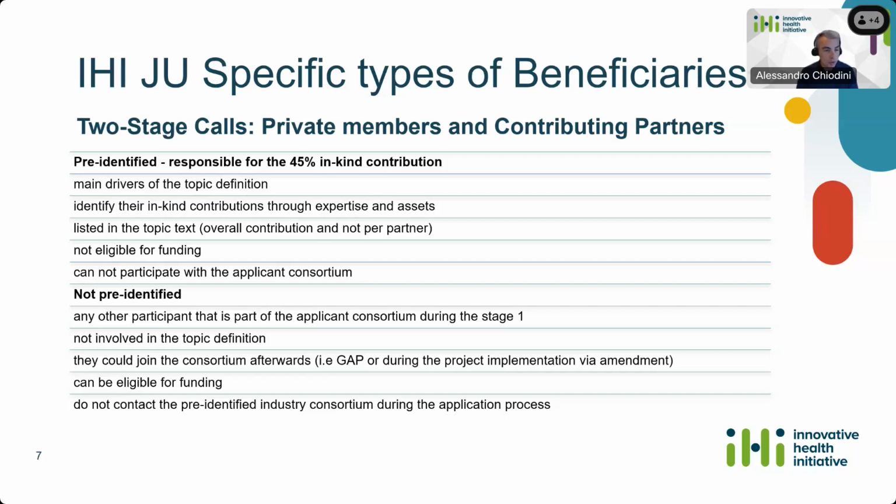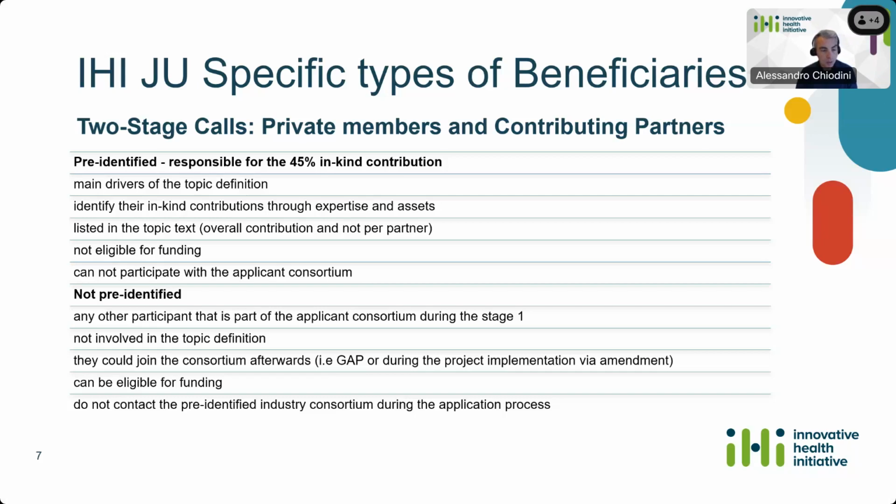They are not involved in the topic description, so they need to take what is there in the topic description and then expand, taking into consideration again what are the general objectives of IHI, what are the specific objectives of IHI, and the most important, what are the expected outcome and impact of the topic where you would like to prepare your application. And if successful, they could join the consortium afterwards, so in second stage, and do the grant agreement preparation. Their cost obviously is eligible for funding.